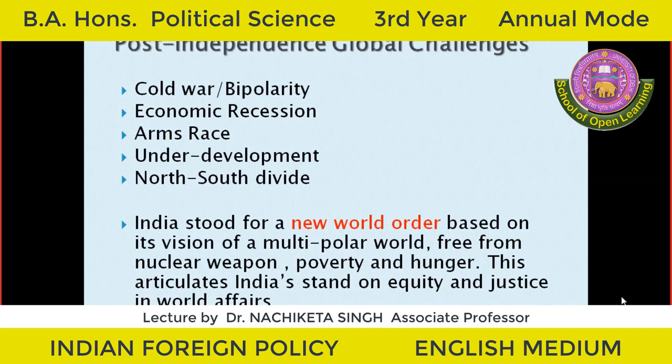For example, the impact of the economic recession, continuing since the time of Second World War, was there. There was arms race. There was rampant underdevelopment all over the world. There was therefore this north-south divide between the developed and the underdeveloped countries. So India therefore was faced with a serious challenge.